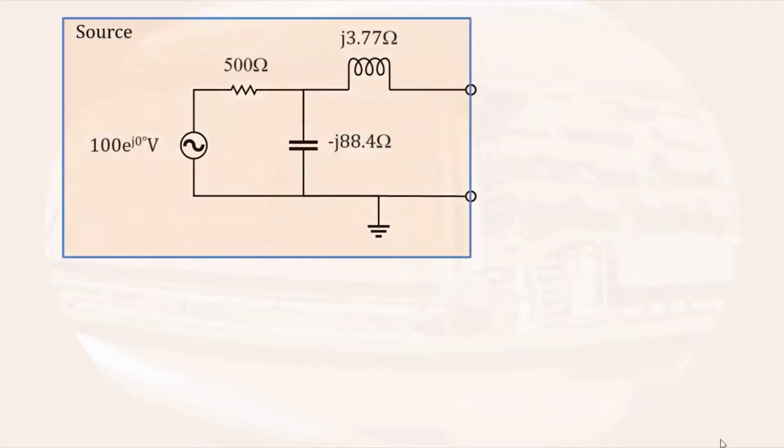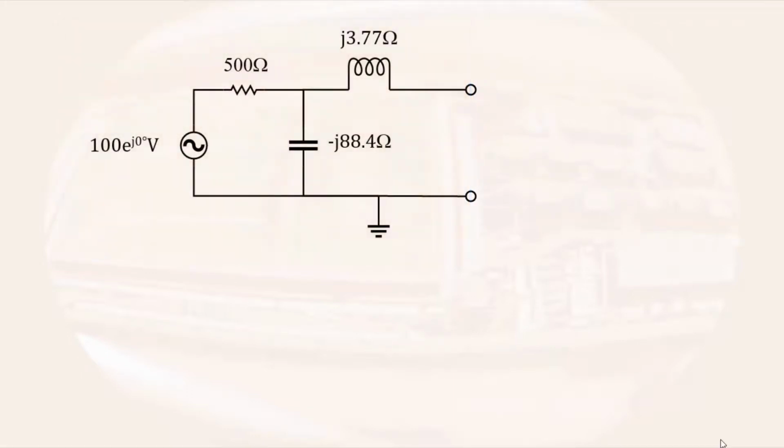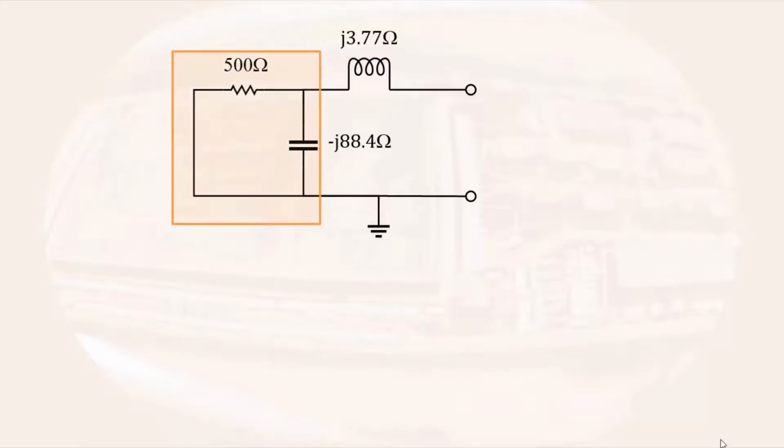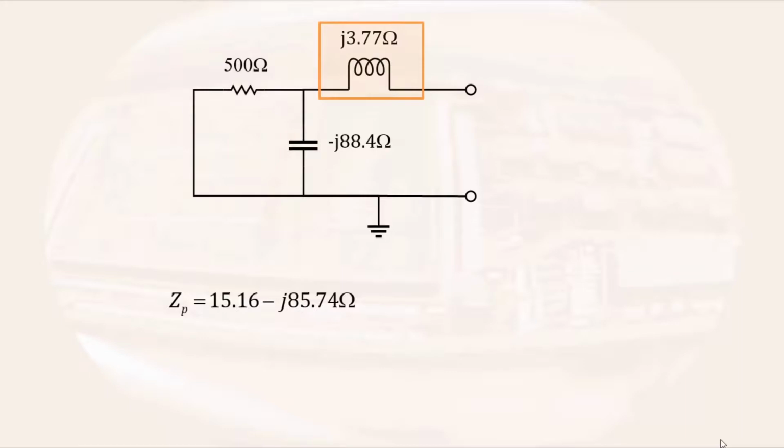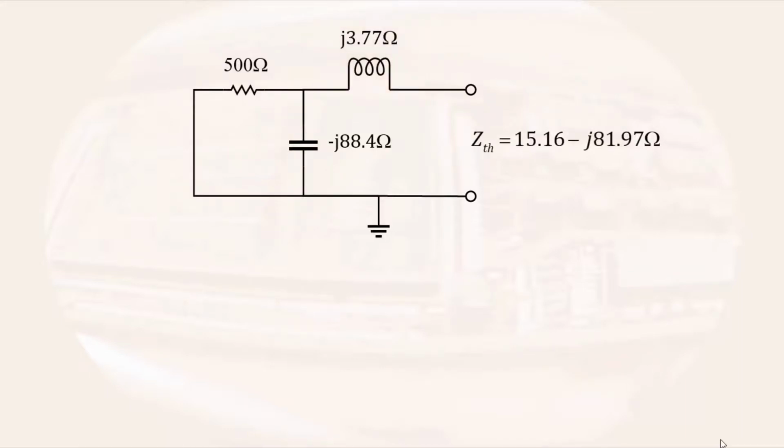We can find the Thevenin equivalent circuit of the source and then connect that to the load. Since the circuit contains only an independent voltage source, the equivalent impedance can be found by turning the AC source off. A short circuit guarantees 0 volts, and combining the impedances, the 500 ohm resistance and the minus j88.4 ohm impedance are in parallel. Impedances are combined just like resistors, so the reciprocal of the impedance is the sum of admittances. This results in an impedance of 15.16 minus j85.74 ohms, which is then in series with the j3.77 ohm impedance. So the total equivalent impedance is 15.16 minus j81.97 ohms.